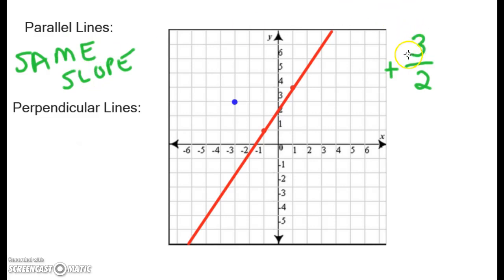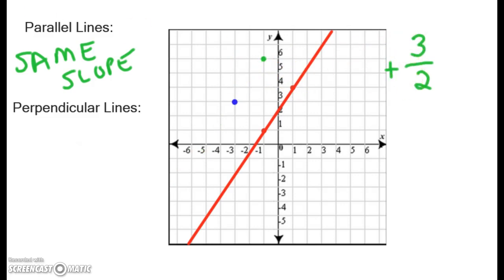And how did we count that slope? Well, we went up 3 and over 2. So I'm going to do the same thing right here. I'm going to go up 1, 2, 3, and over 2. And I'm going to put a point right there. And now if I draw a line that goes through this point, and I make it nice and straight, do my best, it should be parallel to this line because these two lines have the exact same slope. They both have a slope of positive 3 over 2.